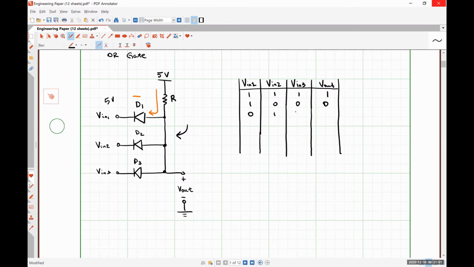Zero, 1. Thank you, Pozniak, for being smarter with your digital logic than I am.